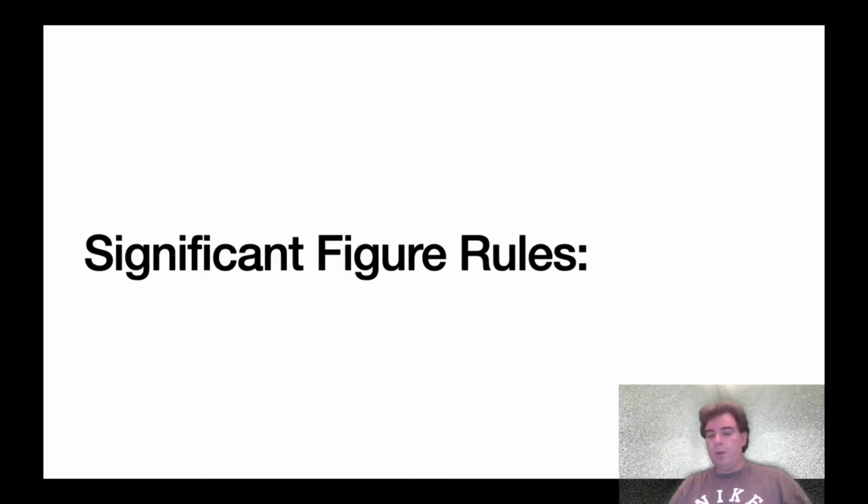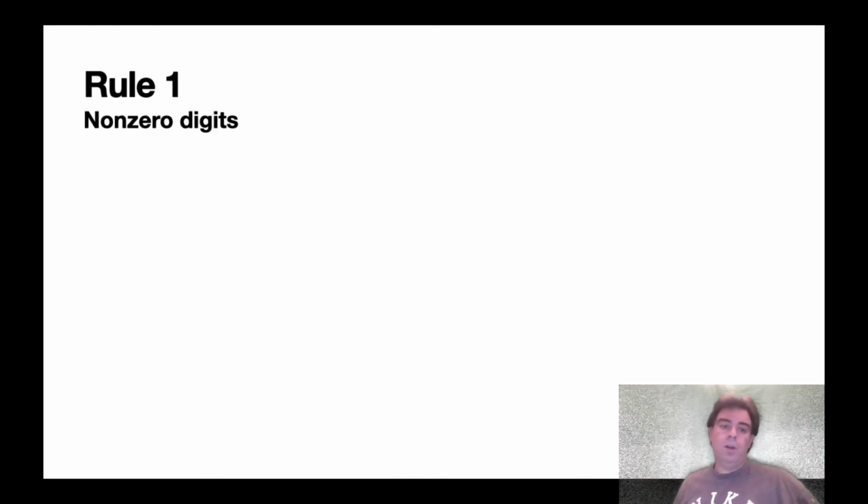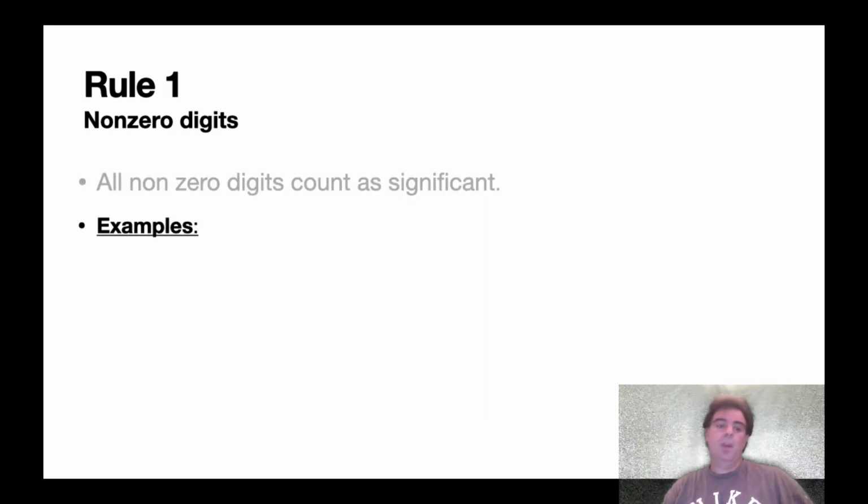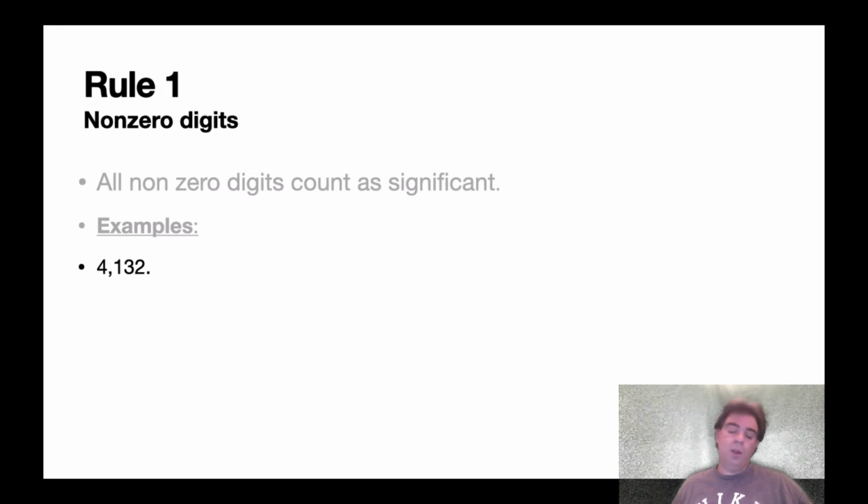So what are now the rules of significant figures? It's very simple. Rule number 1 deals with non-zero digits, in other words, anything that is simply not zero. Rule number 1 says all non-zero digits count as significant. So let's look at a couple examples. Let's look at the following number, 4,132. In this case, the 4 counts, the 1 counts, the 3 counts, and the 2 counts, because they're all non-zero digits. So what is that in total? 1, 2, 3, 4. So we quickly say that that has 4 significant figures.